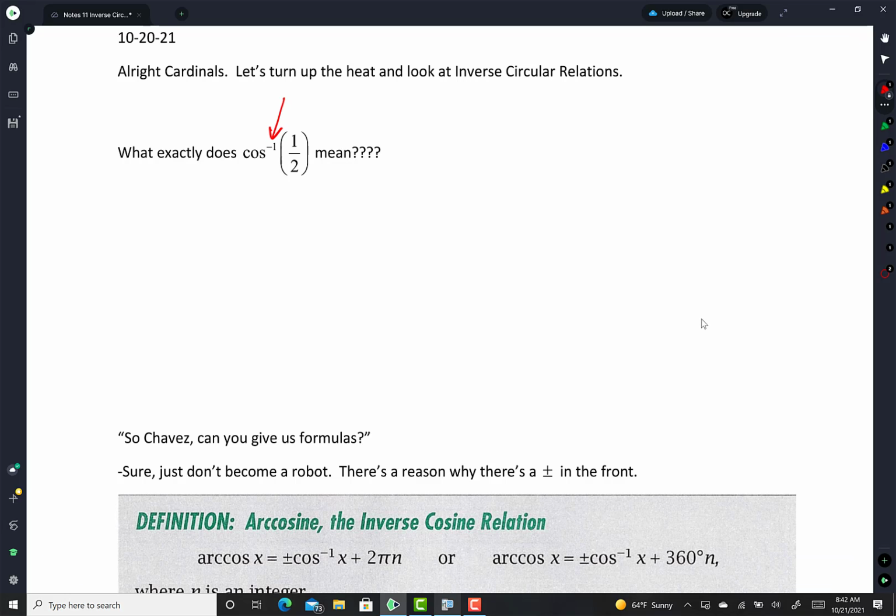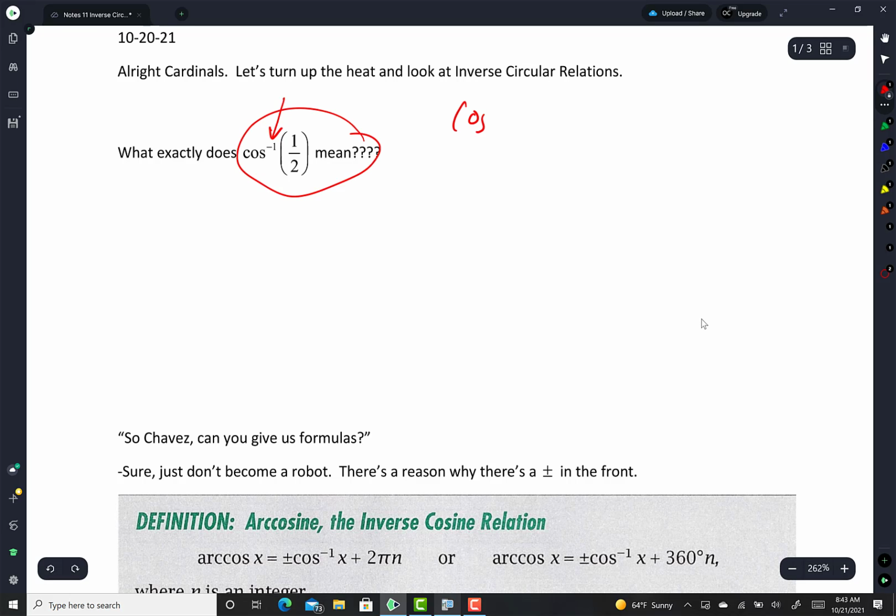All right, so when you see this right here, guys, the cosine to the -1, that means there's two ways of saying it. You could either say inverse cosine or you can say arc cosine. Now that's similar to when you see this: f of -1 means inverse of f, right? So that's all it means. Inverse cosine or arc cosine. It does not mean reciprocal. It means inverse.